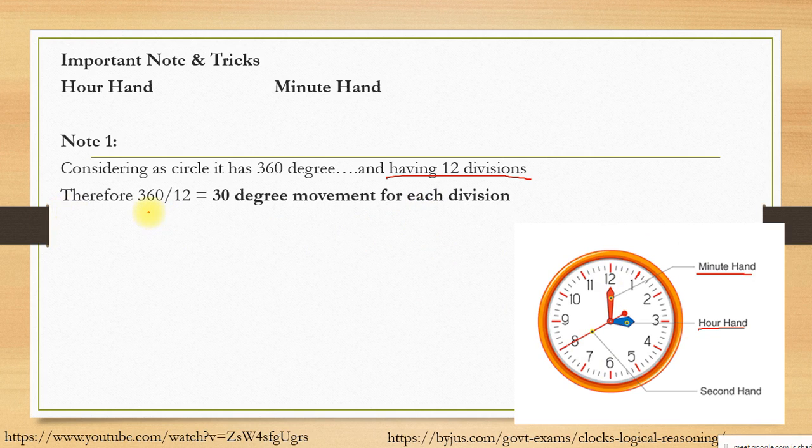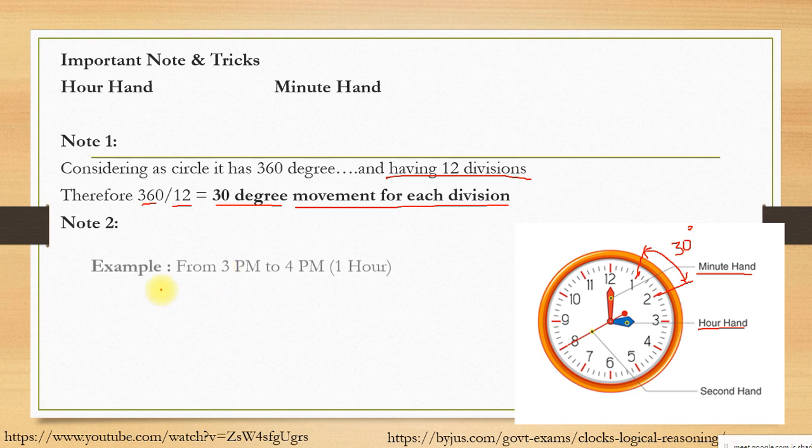If I divide 360 degrees by 12 divisions, I get 30 degrees for every division. For example, if it travels from 1 to 2, it covers 30 degrees. That is a very important concept. If you multiply 30 by 12, you get back the same 360 degrees. So keep this in mind: if it travels from one division to the next, it is 30 degrees. This is note number 1.